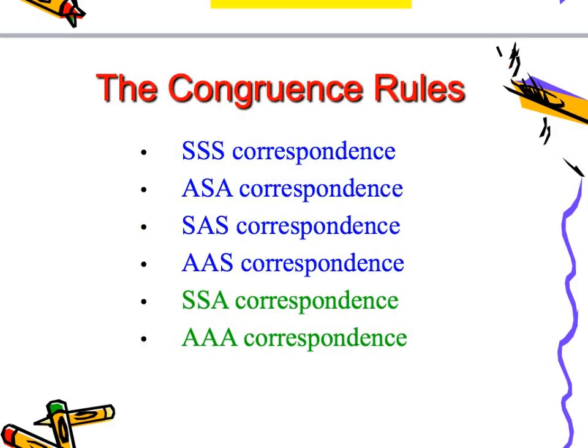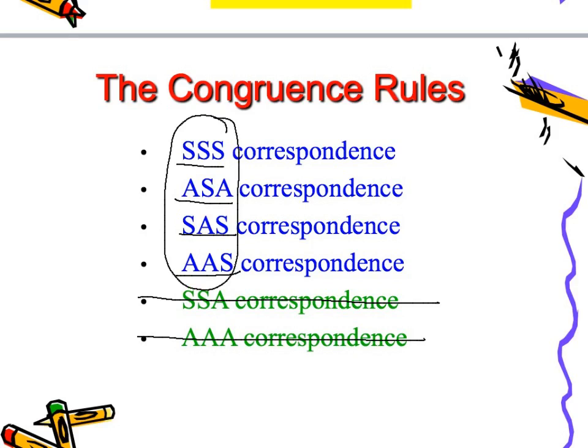Alright, so let's review this again. We got SSS, ASA, SAS, AAS, SSA does not work, and AAA does not work. So these four are the only four possible to show that triangles are congruent, only marking 3 things instead of all 6. So these are shortcuts.